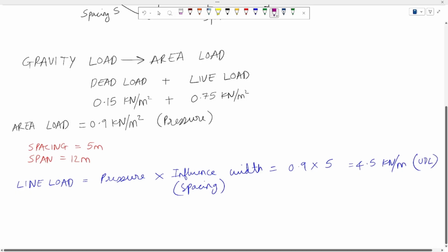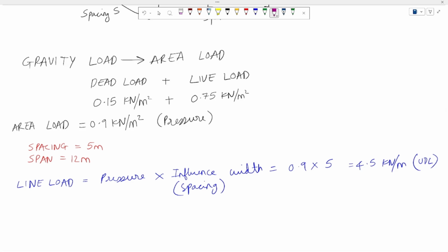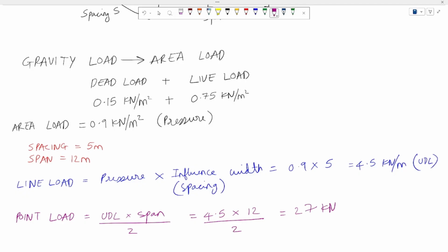This line load on beam travels in the form of support reactions in the form of point load. Now let us see how point load is calculated. As we have two point loads, the point load is calculated as UDL into span divided by 2, which will be equal to 27 kilonewton of point load on each support. This is the reaction of our central beam.